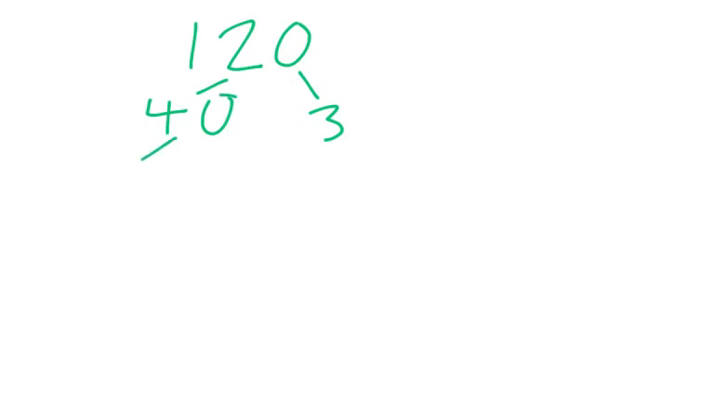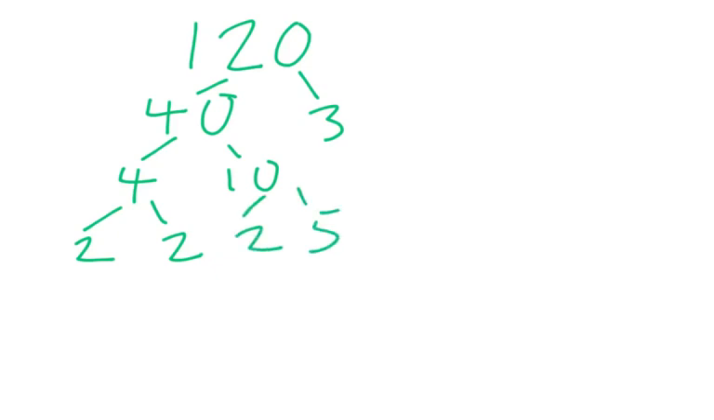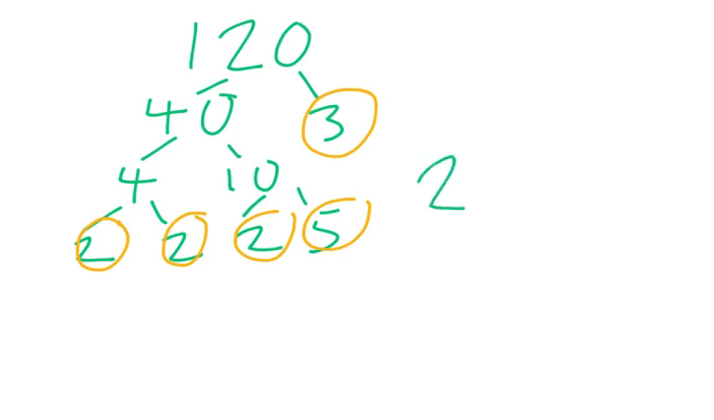But the 40, maybe 4 times 10. 4 is 2 times 2. 10 is 2 times 5. Look at the numbers. The leaves, the numbers at the ends of the branches of the tree. And we again get 2 to the third times 3 times 5. Let me just check back. Yep, that's what we got before. So I think that's good.